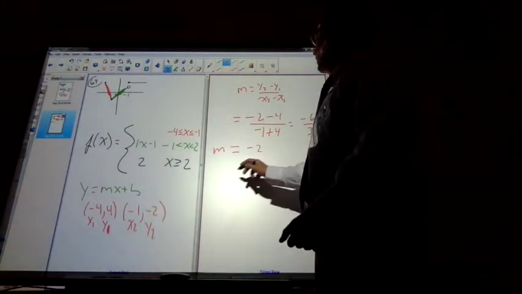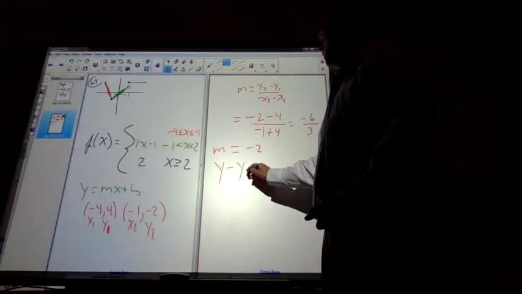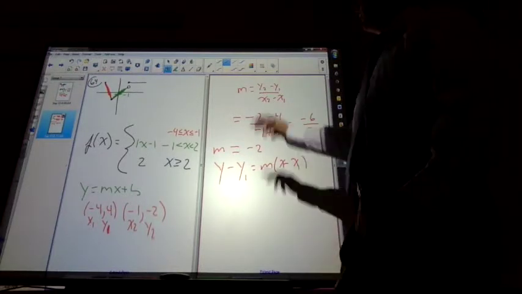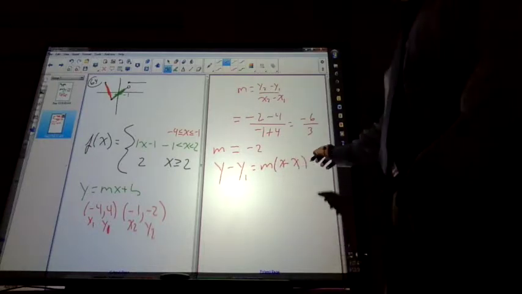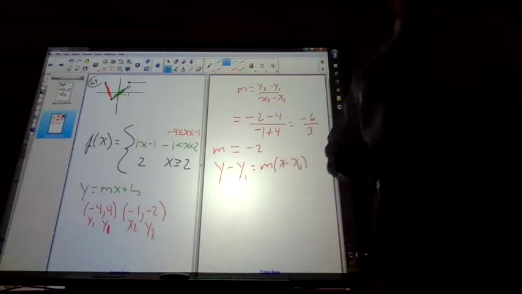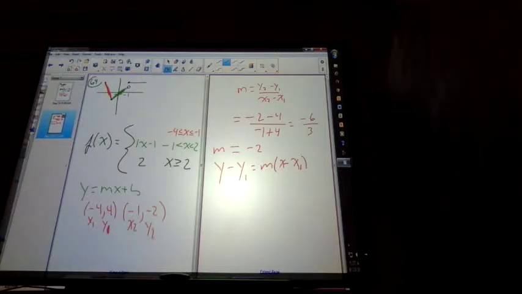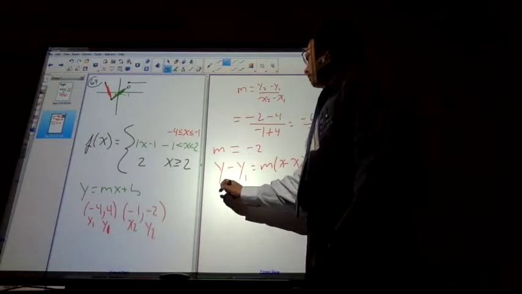-2. Then I'm going to use point slope. y minus y1 equals m times x minus x1. This is just a modification of the slope equation above. Least popular to use because, well, it's got too many variables. So I'm going to take my x1, y1, plug it into my slope.